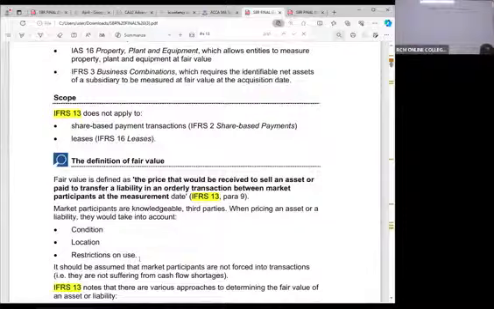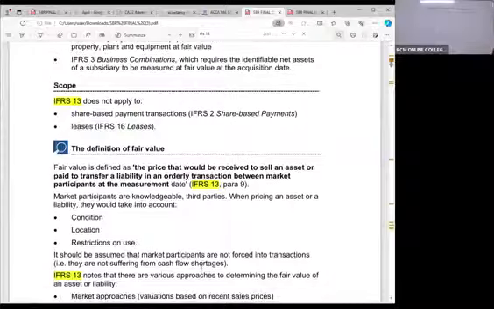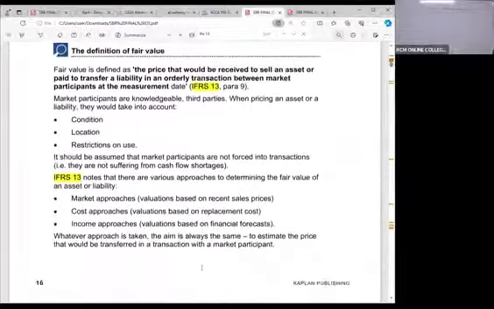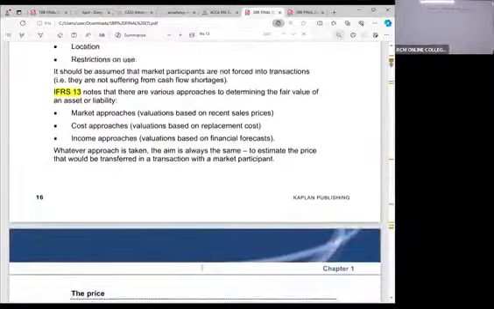It should be assumed that the market participants are not forced into transactions. They are not suffering from cash flow shortages, for example. It's not a forced sale. So this is between knowledgeable participants, and of course, they are doing this willingly.